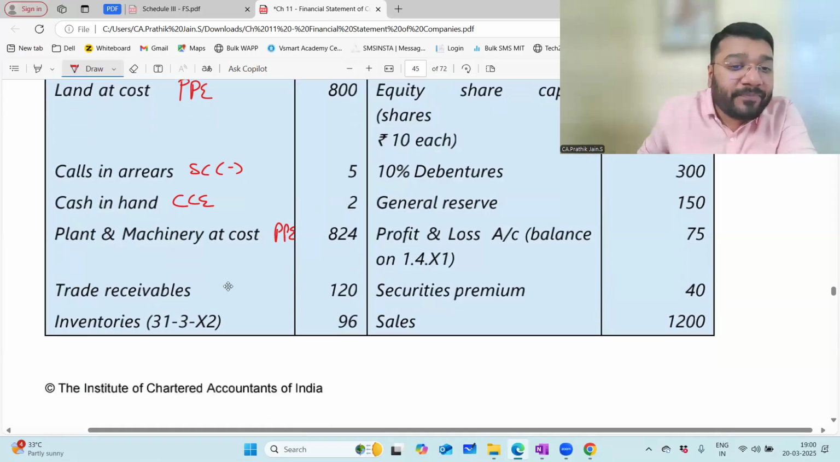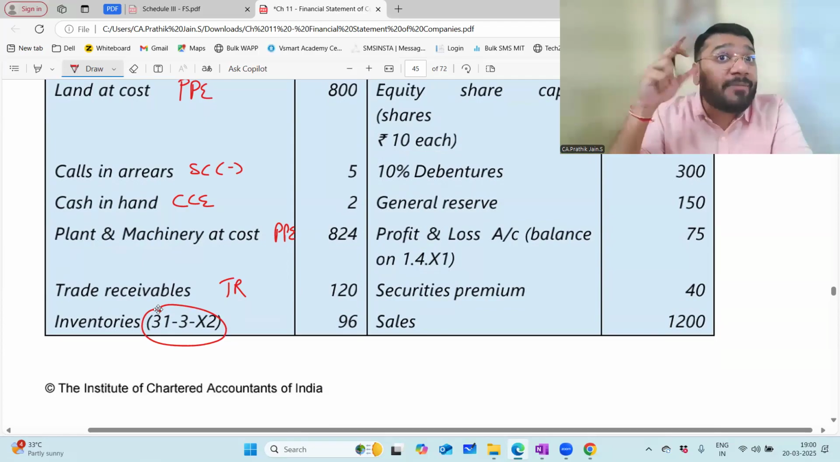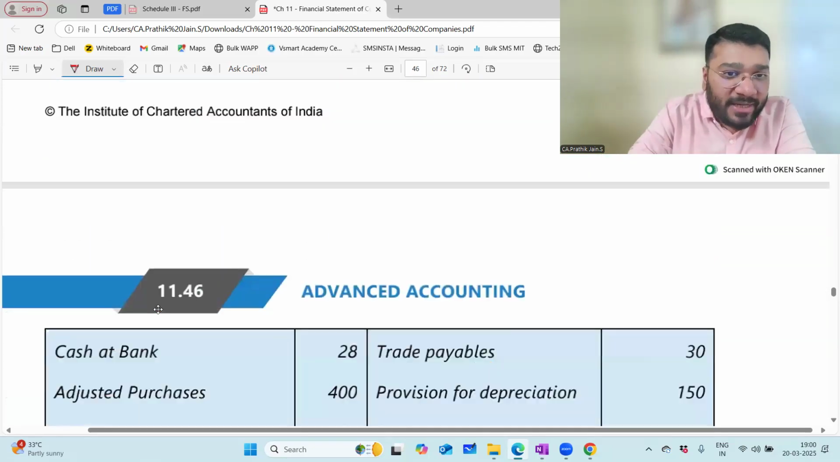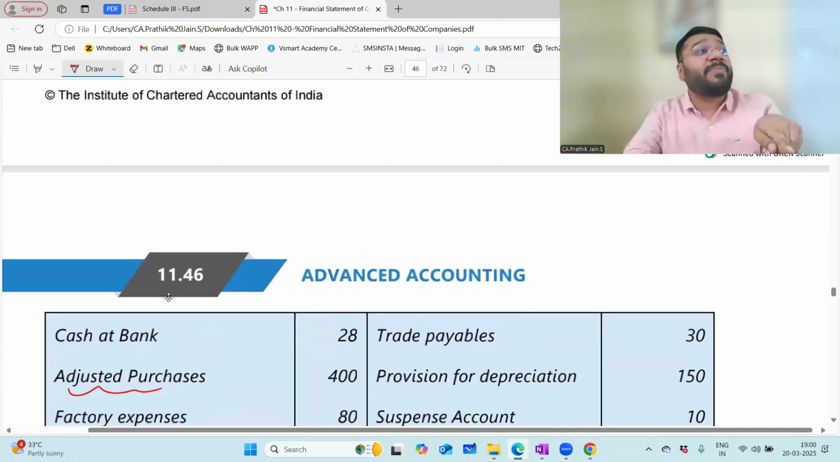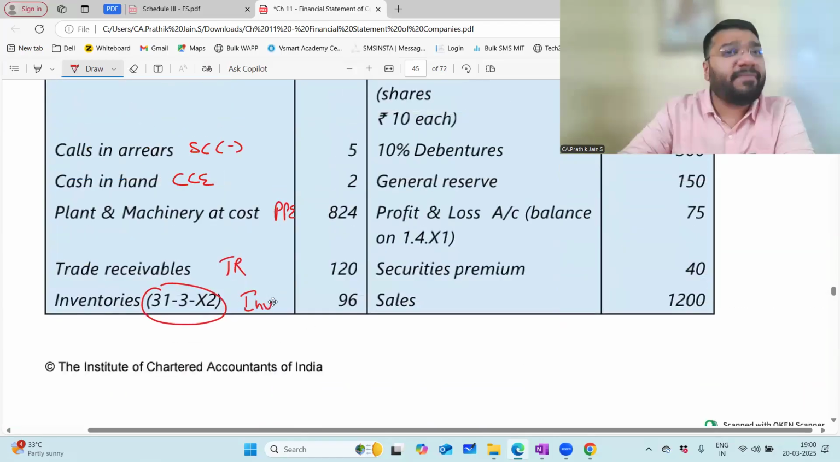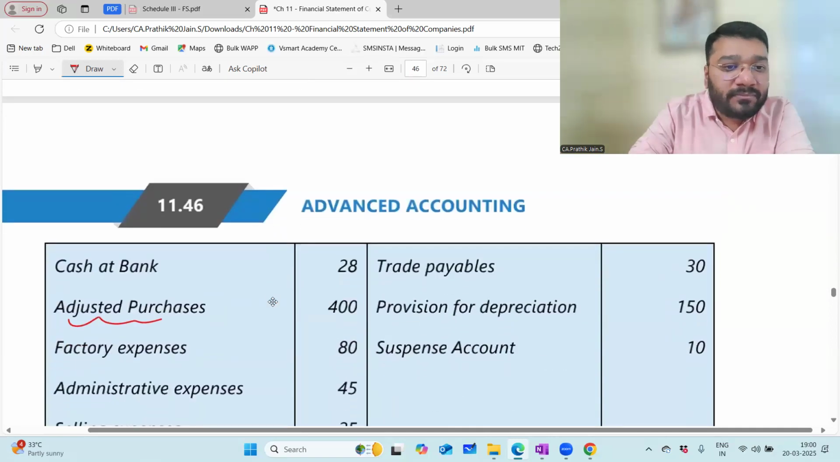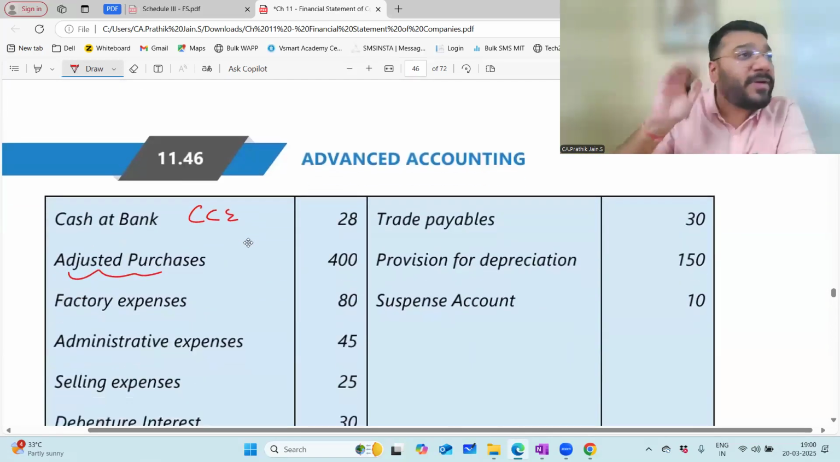Trade receivable. Inventory, 31st March 2002 is given. Closing inventory, which means that the purchase is not the normal purchase. It is adjusted purchase. Now we have to see whether this purchase is of raw material or stock in trade. So this is my inventory, inventory in the current assets. Cash at bank, cash and cash equivalent. Adjusted purchase, we have to wait.